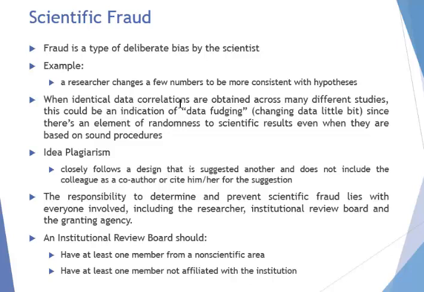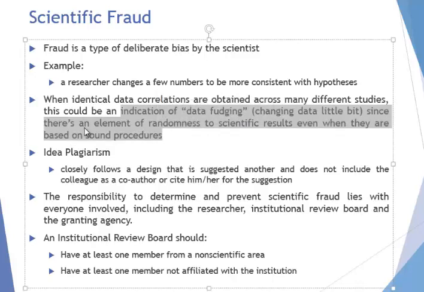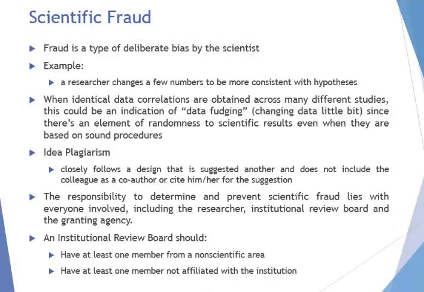When identical data correlations are obtained across many different studies, that could be an indication of possible fraud. In other words, if there are many different studies and they all come up with the exact same numbers, you have to realize there's some random chance that should cause some random variation. If the same numbers come across over and over again, that could be an indication of fraud.